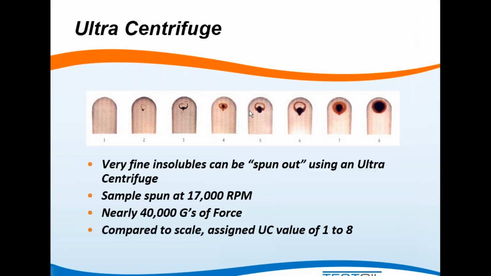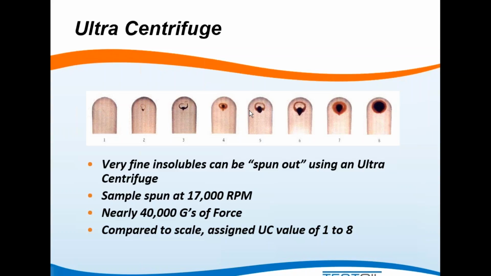All right, now we're going to start looking at some of our tests that focus on varnish. The first one that we're going to talk about is ultracentrifuge. So we take a portion of the sample and we spin it in an ultracentrifuge, and what happens is anything that's more dense than the oil is going to settle out to the bottom of the tube. The only thing that makes a difference is the density of the products.